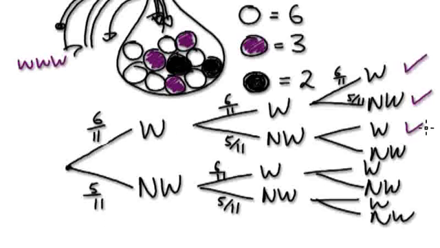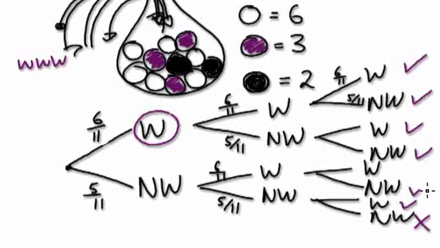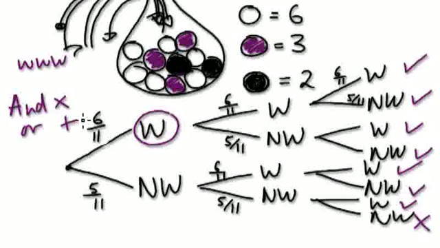White, not white, white would be a good outcome. So white, not white, not white, that's a good outcome because you've got at least one here. Basically, all these apart from not white, not white, not white. So this would be a bad outcome. All the rest are good. Okay, so remember, when it's an and, you got to times. When it's an or, you got to add.